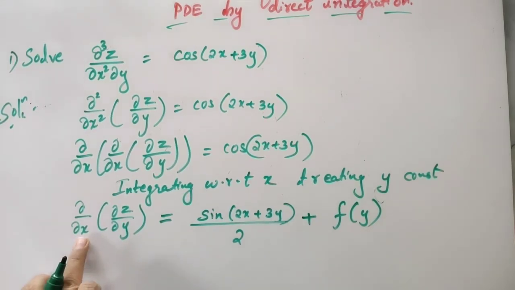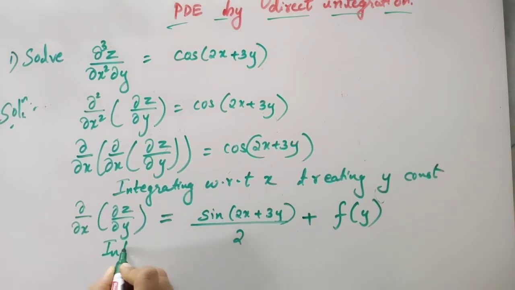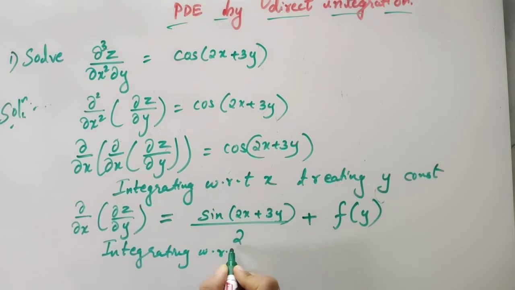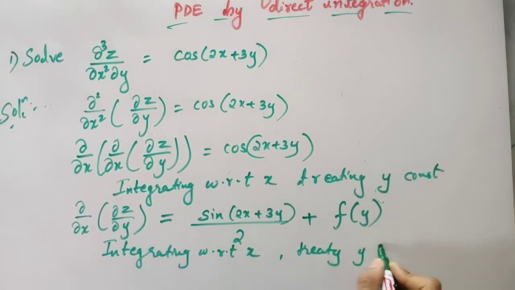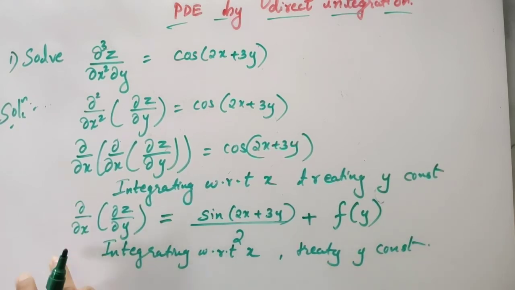Now again, our motive is to eliminate ∂/∂x from here. Once again integrating this with respect to x, treating y constant again. Same. So if we once again integrate this equation with respect to x, treating y constant, again ∂/∂x will get cancelled. You have ∂z/∂y.